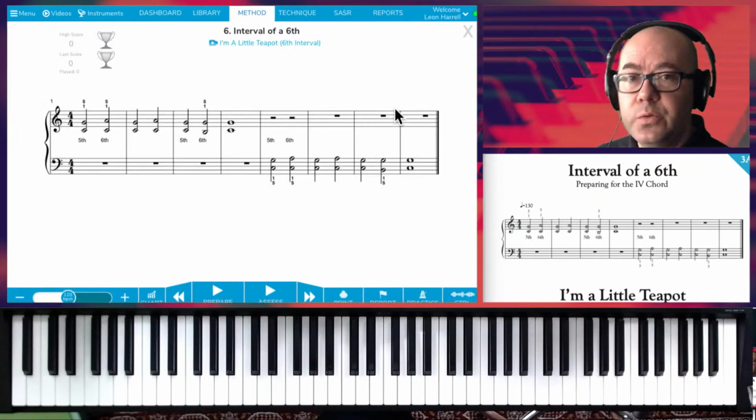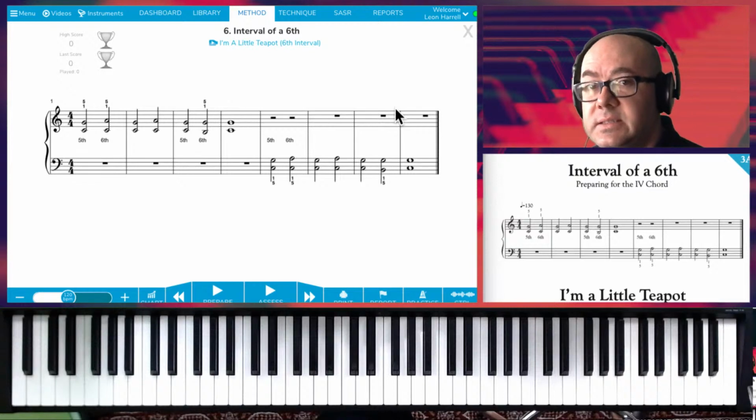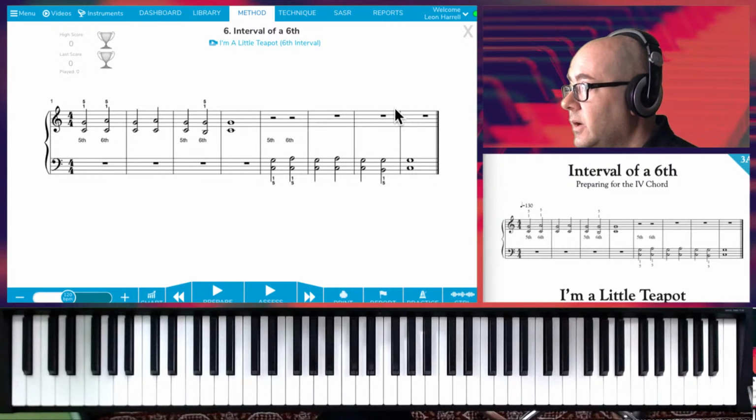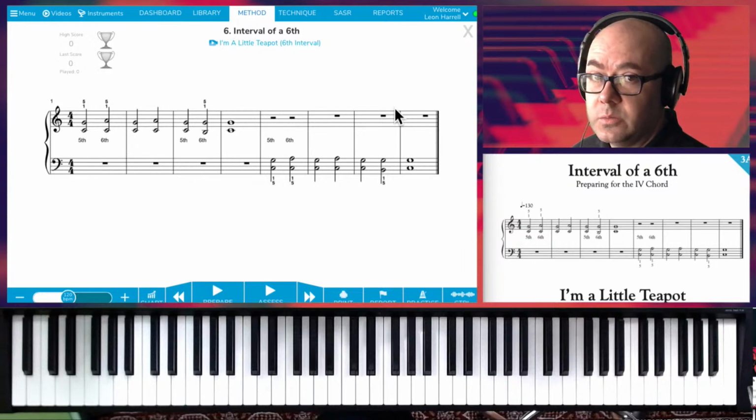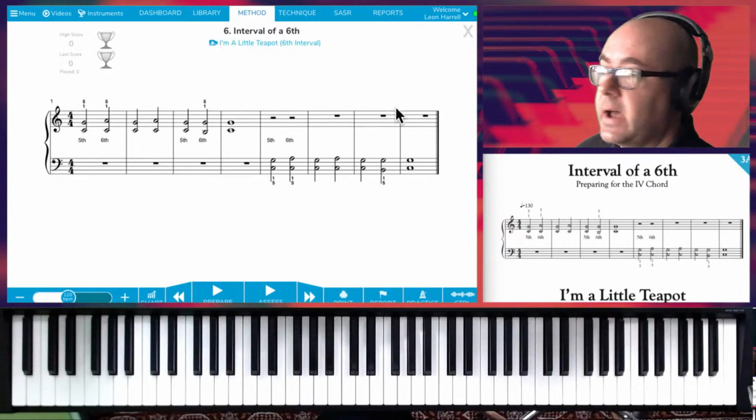Excellent. So we've got both types of these sixths from C major. All right, so we've got the C to the A. That's outlining part of the 4 chord. And then we've also got the B to the G, which is outlining part of the 5-7 chord.